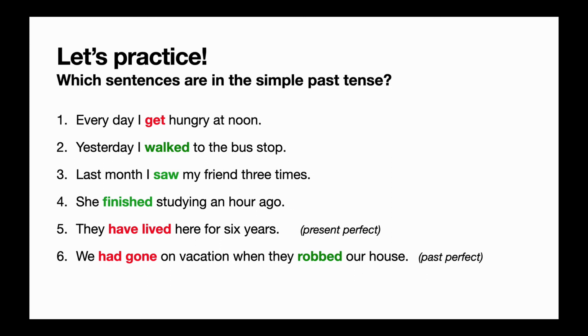Number 6, we'd gone on vacation when they robbed our house. So we have 2 different verb tenses here. The first, had gone, is not the simple past. This is called the past perfect because we have the helping verb had and a past participle, gone. And then the second verb is robbed. And robbed, we see the ed, there's no helping verb, and this is the simple past. And the past perfect shows us that something happened before this event in the past. So when they robbed our house, this is in the past, and we had gone on vacation before that happened.